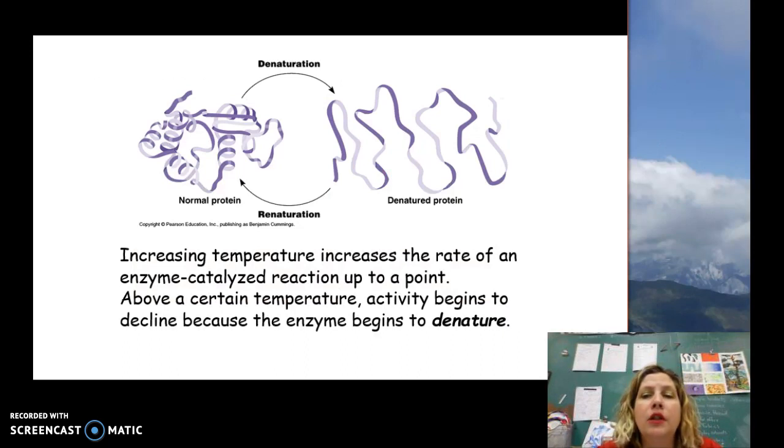Okay, so increasing temperature increases the rate of an enzyme catalyzed reaction up to a point. Above a certain temperature, the activity begins to decline because the enzyme begins to denature. Here's a picture of what's going on, the denaturation of a protein. As you can see here, a regular protein is in a three-dimensional form, while a denatured protein only has a primary sequence, the sequence of amino acids. So secondary and tertiary structure has been broken apart here.